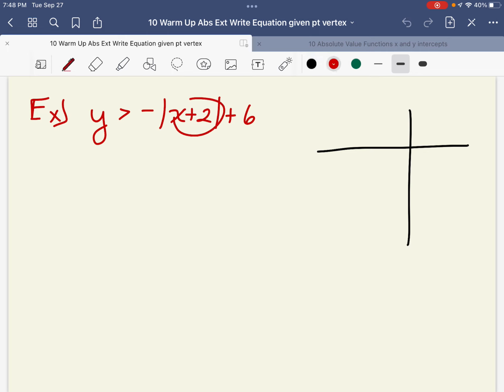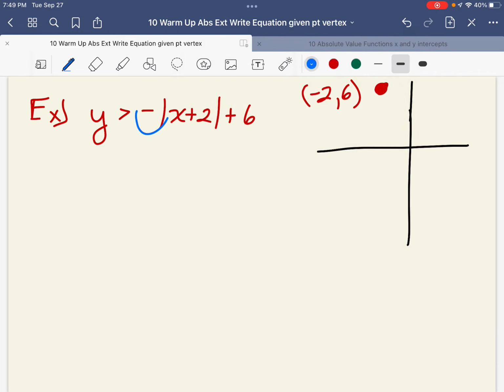So, plus 2 on the inside, remember, that's a shift to the left. Plus 6 on the outside, remember, that's a shift up 6. So we're basically going to go 2 units to the left and 6 units up. And if I go 2 units left and 6 units up, I'm pretty sure I land at the point negative 2, 6. Now, you always want to label that point.